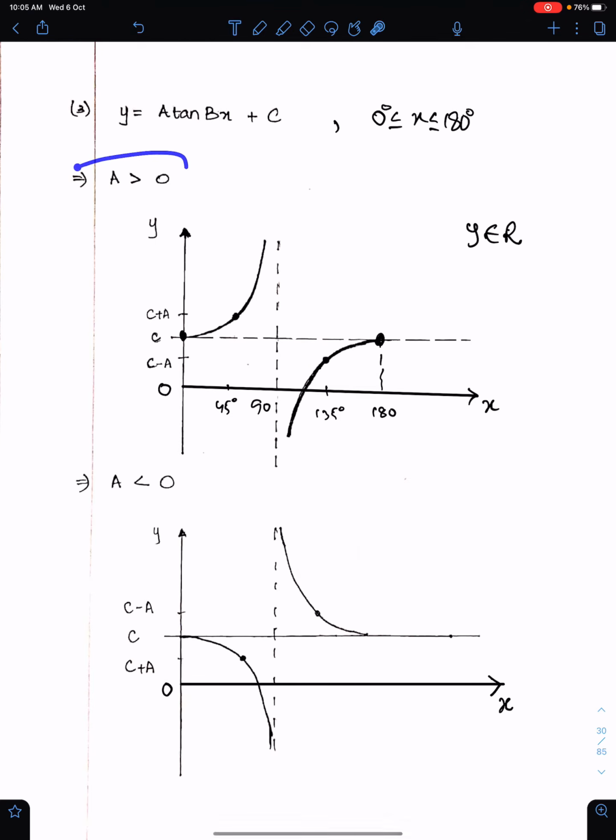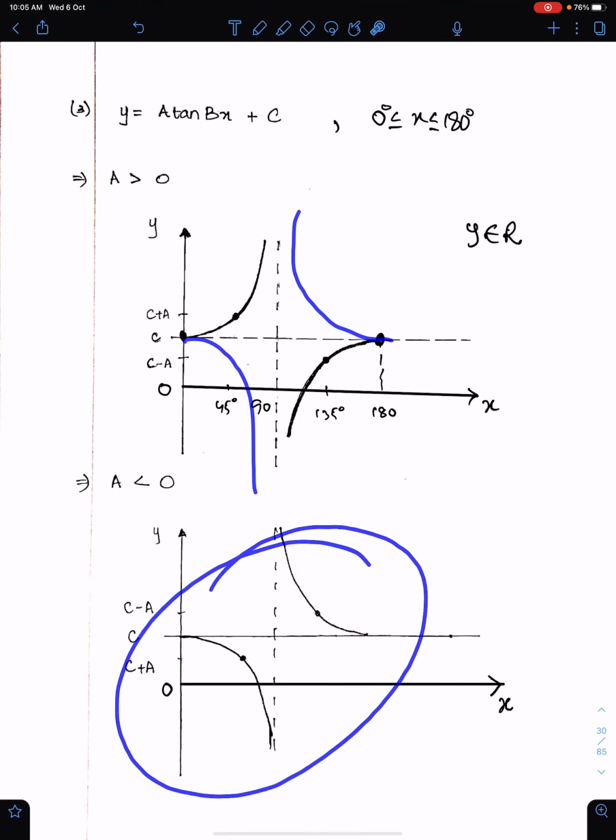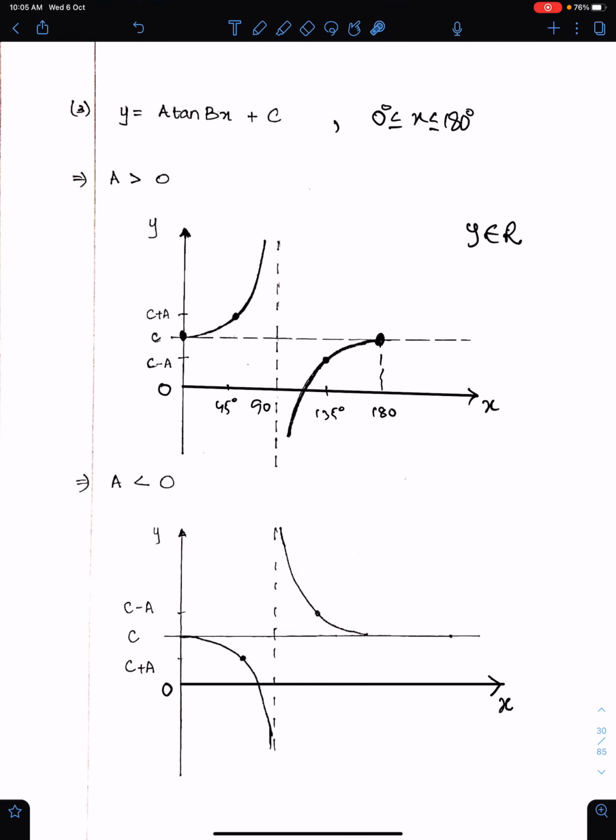So when A is positive, we get this tan function, and the range is minus infinity to infinity. When we have negative, then we have an inverted curve. This will be here and this will be here. And these are not the maximum and minimum values for tan, because in tan, the minimum is minus infinity and the maximum is infinity. These values help us to sketch the function. Like at 45, we have c plus a. At 135, we have c minus a. The range of both functions is the same. Y can take all real values.